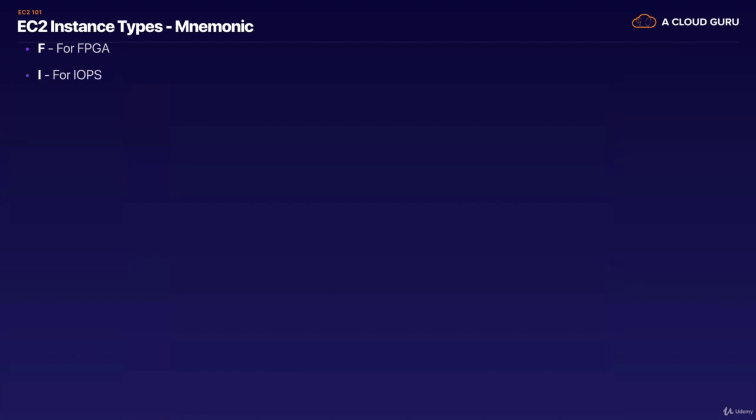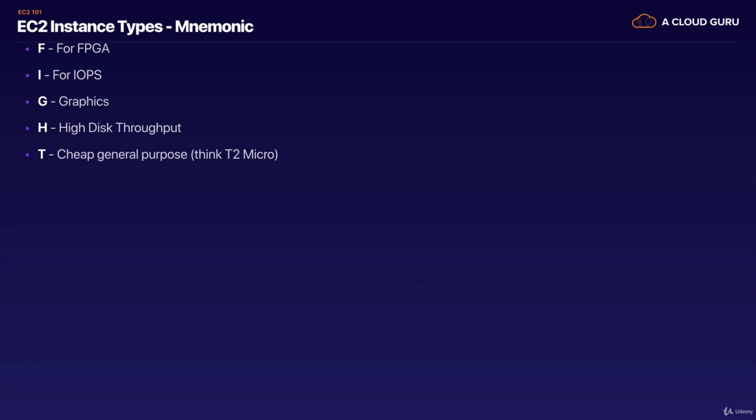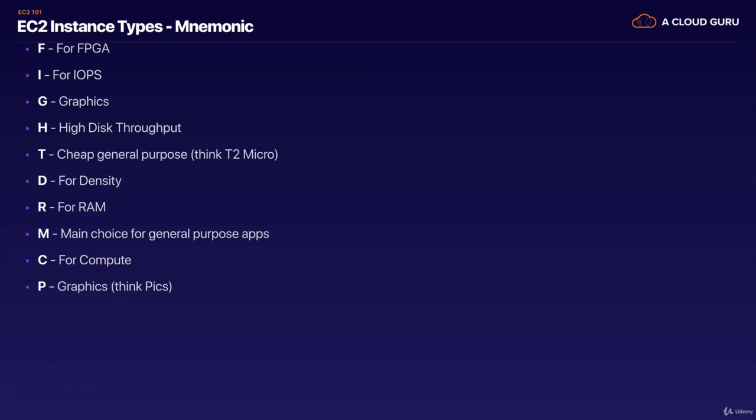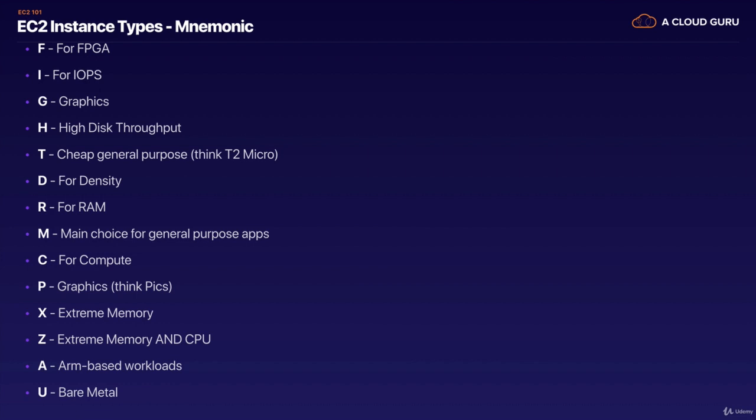for FPGA, I for IOPS, G for graphics, H for high disk throughput, T for general purpose, so think of a T2 or T3 micro, D for density, R for RAM, M, which is the main choice for your general purpose apps, C for compute, P for graphics, so think PICs, X for extreme memory, Z for extreme memory and CPU, A for ARM-based workloads, and U for bare metal. So how are you going to remember that? Well, it's Fight Dr. McPixie AU.